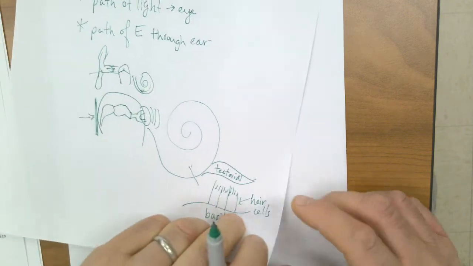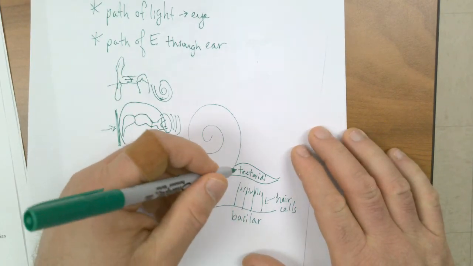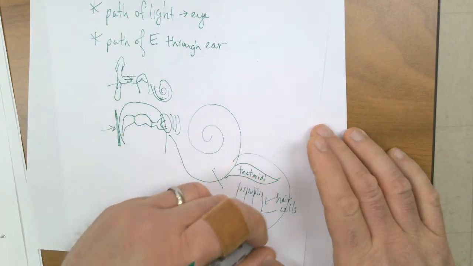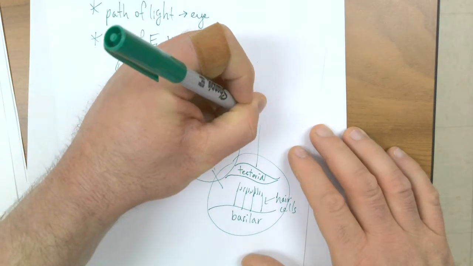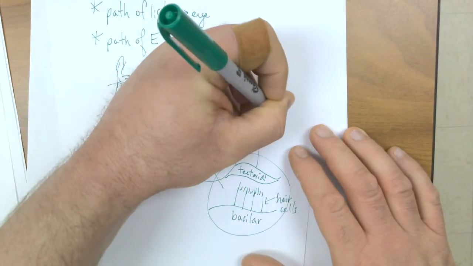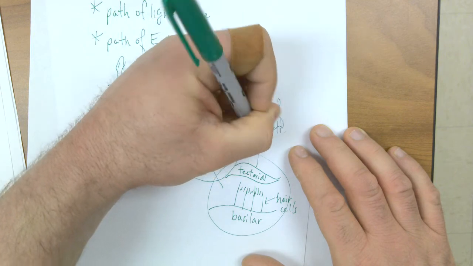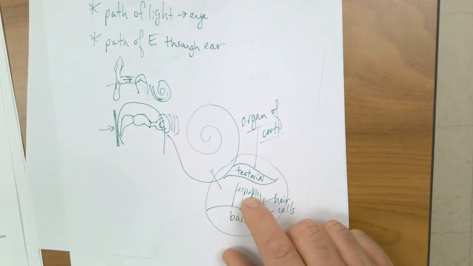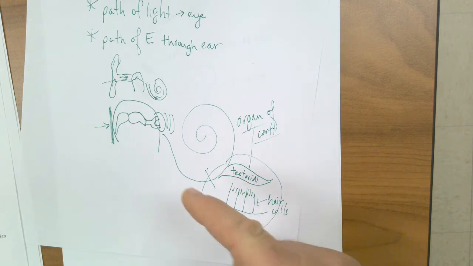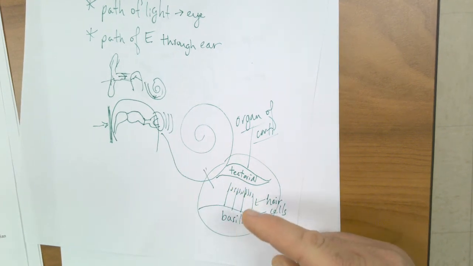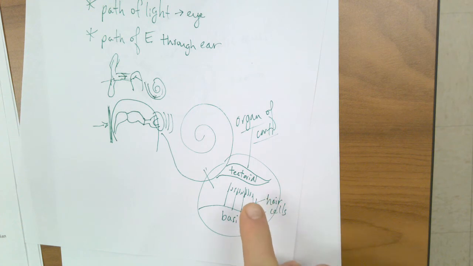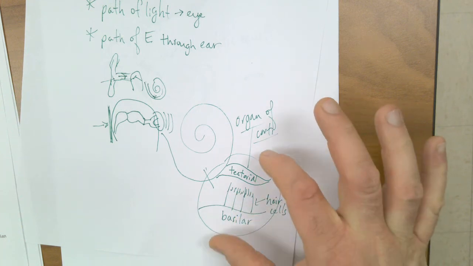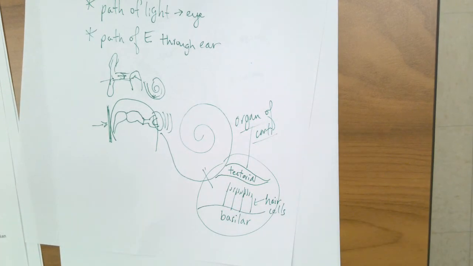Let me jump back to this image here. This structure here inside the cochlea, this is the organ of Corti. So this is the actual organ of hearing. It's got the basilar membrane, the hair cells, tectorial membrane. Again, waves of energy traveling through the endolymph make the basilar membrane rock. The hair cells bump up against the tectorial membrane and bend, and that sends out action potentials. So the organ of Corti is your structure of hearing.